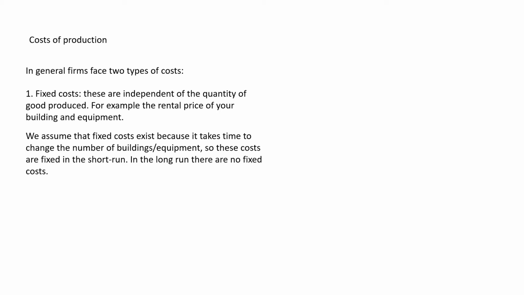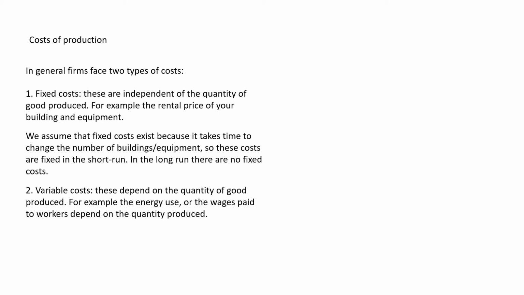Nevertheless, we will look at the short and the long run decision by the firm as well, so it is necessary to look at components of the short run total cost function. Variable costs are the second type of cost. These depend on how much the firm produces. For example, energy use or the wages paid to your laborers is going to depend on how much you produce. So these are components of the variable cost. In the long run, therefore, all costs will be variable.